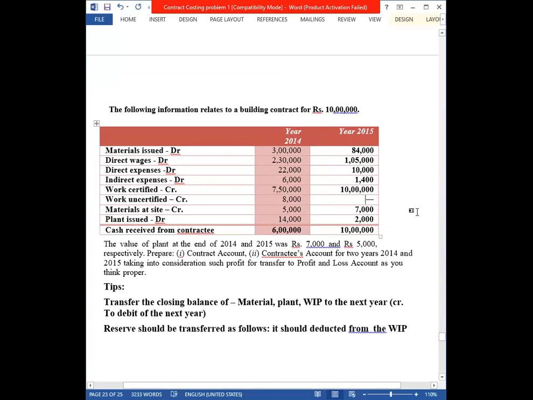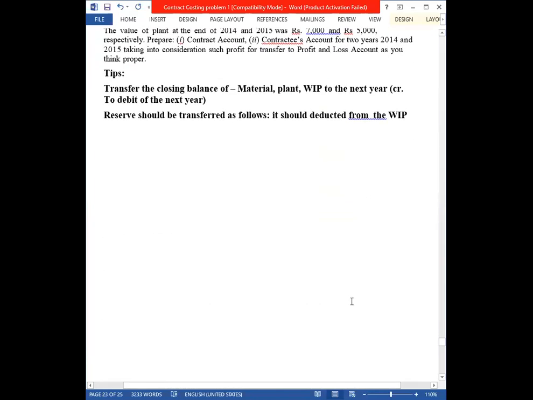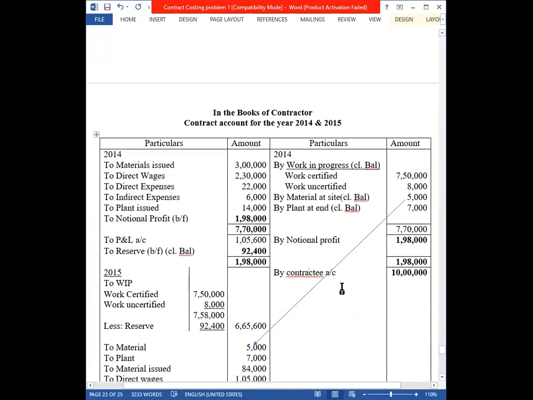Generally if the contract is over, you will not have any work uncertified. So the work uncertified is zero, because it is not there, it is done. Everything is certified. That's why it is called a complete contract, and you will not have any work uncertified. But material at site is there, closing balance is there. So I will write the closing balance as usual on the credit side.